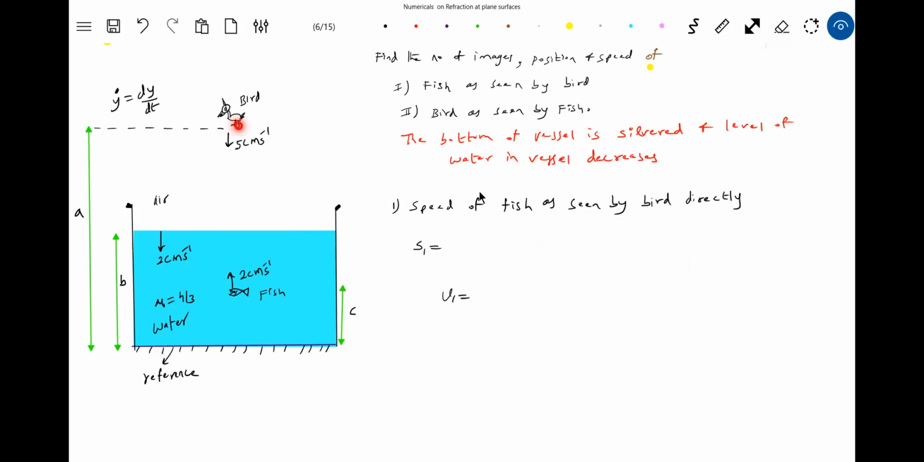What distance the bird is from the bottom of the vessel? A. What is the level of water in the vessel? B. At what distance the fish is from the bottom of the vessel? Let it be C. Now, distance of the bird from the boundary, A minus B. Real depth of the fish, B minus C. Apparent depth, B. What I'm discussing, the rays emitted by fish will undergo refraction, will enter into bird directly. No, this will be varying.